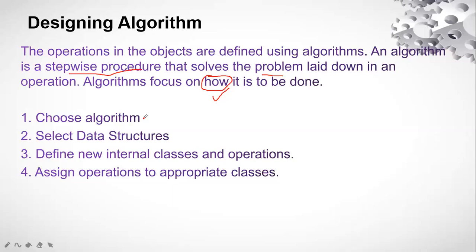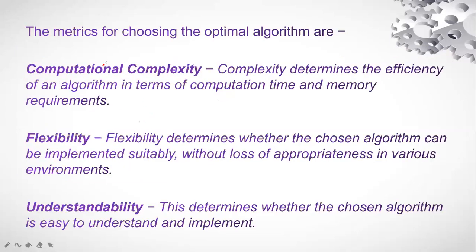So there are 4 steps. First thing is we have to choose the algorithm. Now, when we talk about choosing the algorithm, I've shown here that we have to choose the best suited algorithm. When we say best suited or best algorithm, I mean to say that we need to find out the computational complexity of the algorithm, the flexibility of the algorithm, and the ease of implementation of the algorithm. So this is what we have in this matrix.